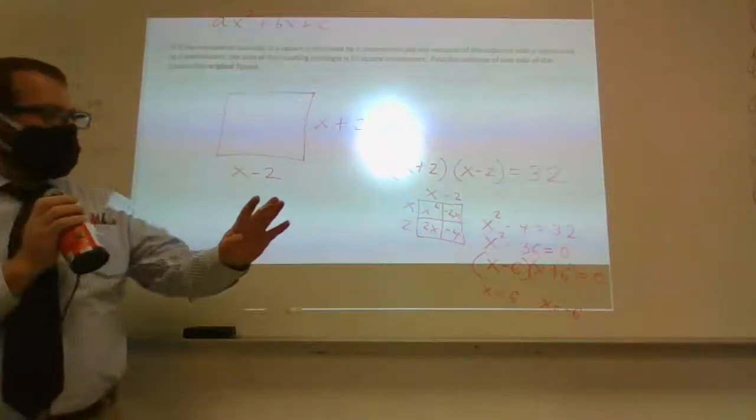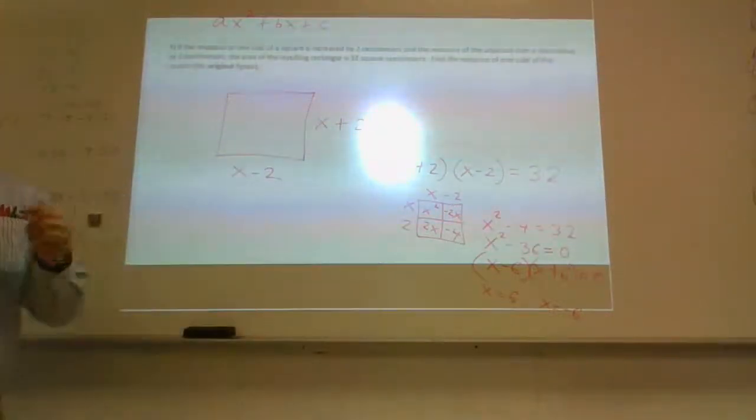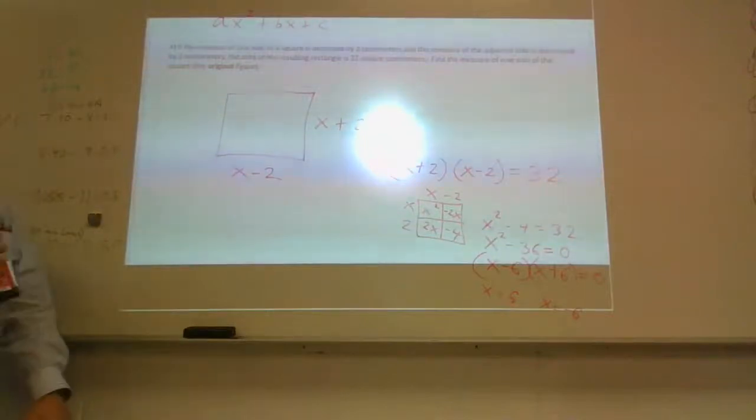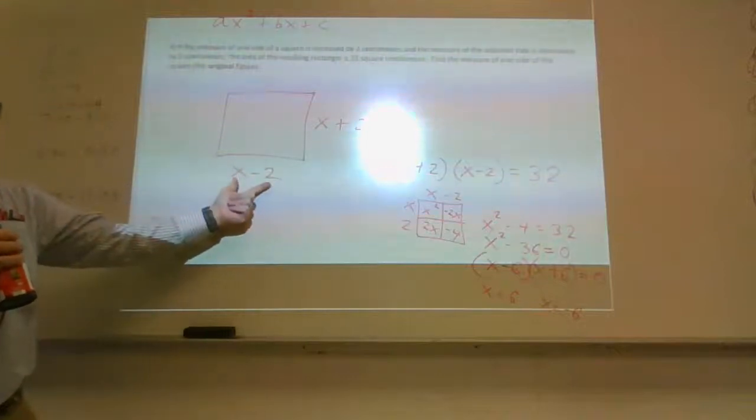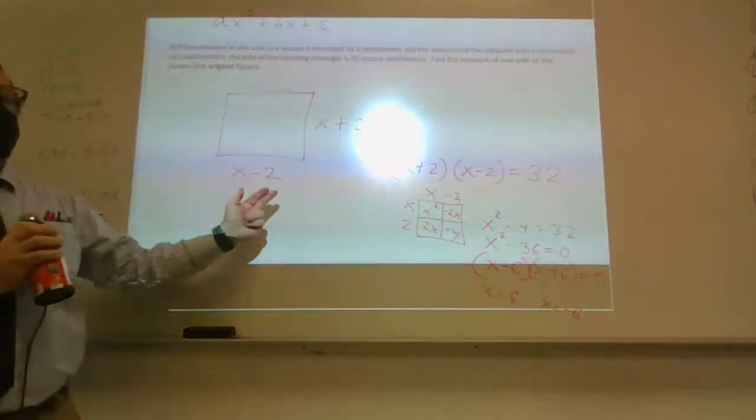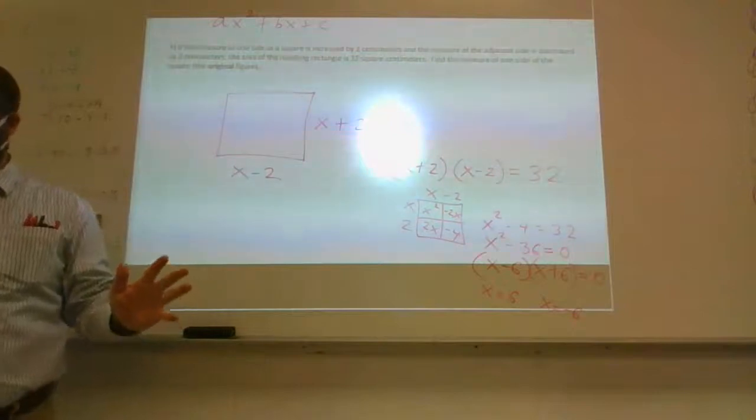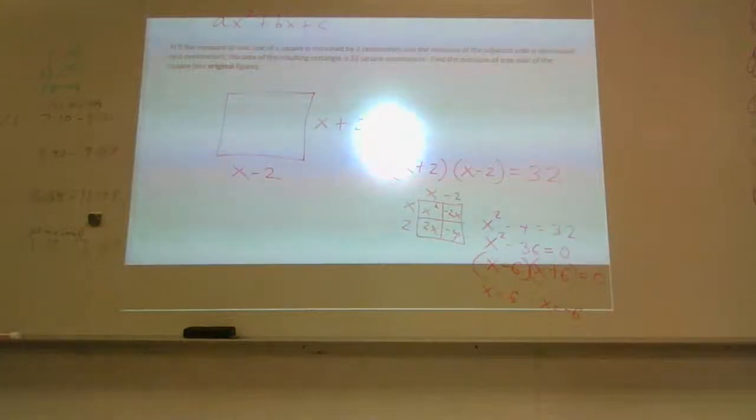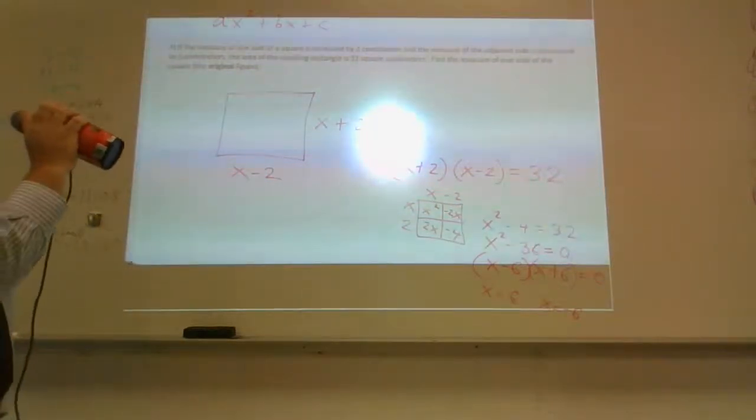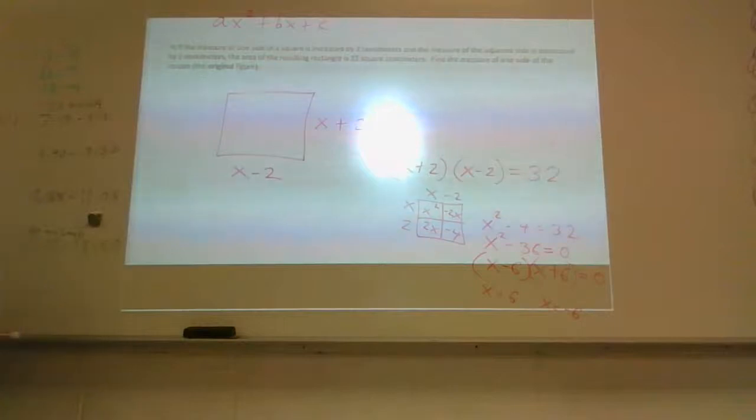Let's try this out. Clearly, at this point, you should realize that the +6 is the answer you're looking for. 6 plus 2 is 8. 6 minus 2 is 4. 8 times 4 is 32. It works. But look at the question. The question is not asking for 8 times 4 equals 32. The question says, find the measure of one side of the original figure, the square. That answer has to be 6.